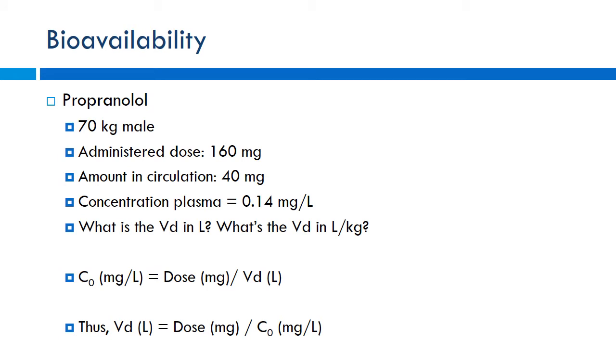Let's say, for instance, we had a 70-kilogram male. Let's say we gave him a dose of 160 milligrams, and we know that the amount in the circulation should be 40 milligrams. Okay. So based on this, let's say we did a plasma blood draw on him. We were going to see what the level of propranolol is in his system, and it comes back at 0.14 milligrams per liter. Okay. So based on this, you can actually figure out what that volume of distribution is for this drug. You can figure out what it is in liters, and you can also figure out what it is in liters per kilogram.